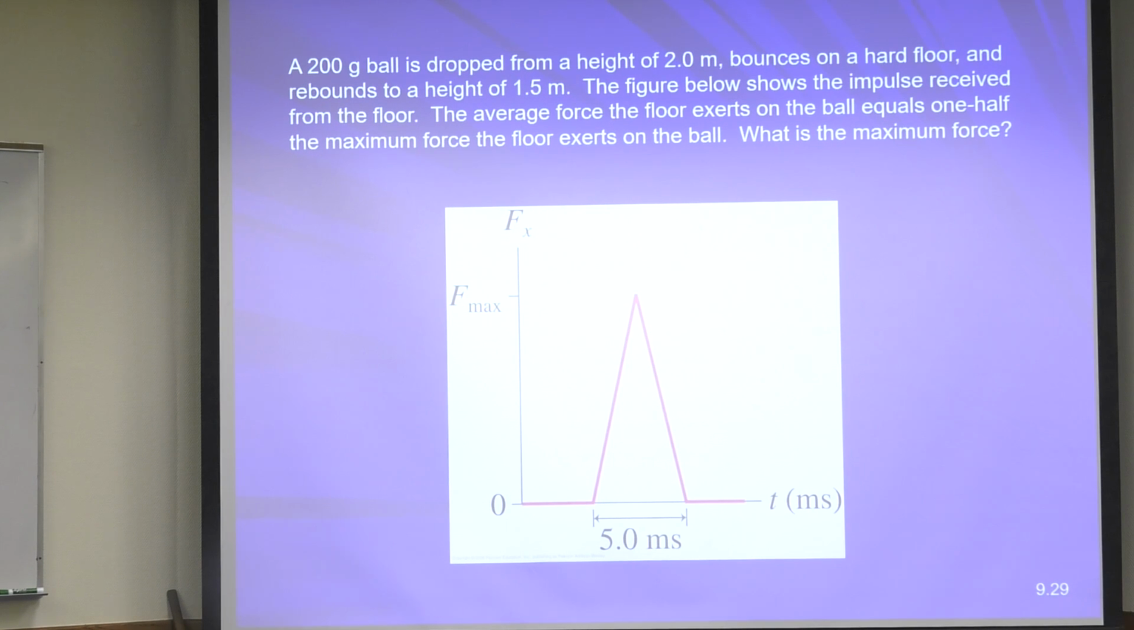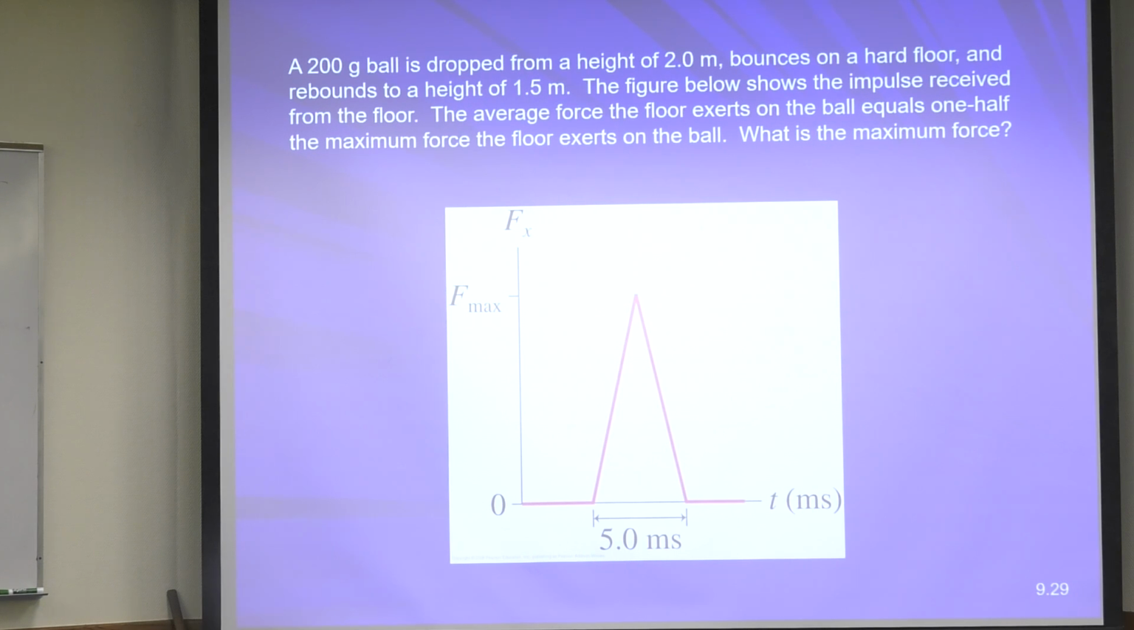All right, a 200-gram ball is dropped from a height of 2 meters, bounces on a hard floor, rebounds to 1.5 meters. The figure below shows the impulse received from the floor. The average force the floor exerts on the ball equals 1/2 the maximum force the floor exerts on the ball. What is the maximum force? Oh, man, make it difficult, why don't you?